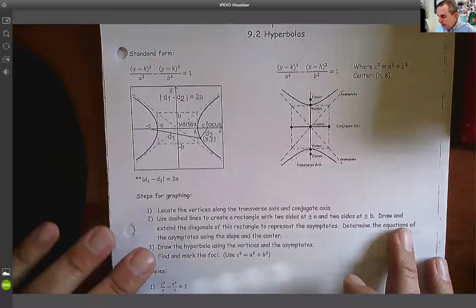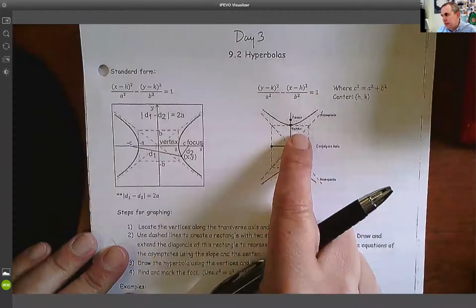Today we talked about hyperbolas in class. So it's our third conic section after circles and ellipses. What we'll do is go ahead and get started, just going over the definitions. So what we have here is a hyperbola. There are two versions of a hyperbola.